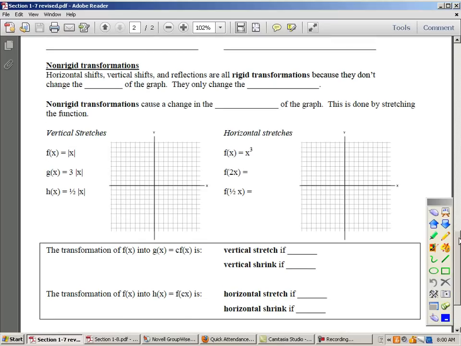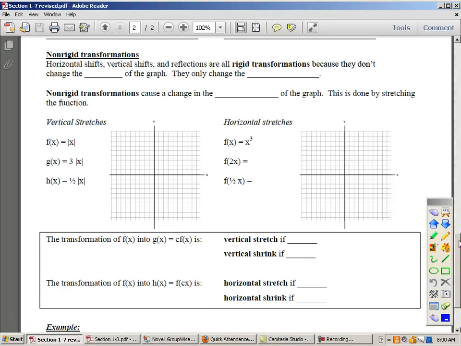Let me slide this down to the last portion of our transformation. We're talking about non-rigid transformations. And basically, here's the thing. I'm not going to use these terms so often, but your book will, and I want you to know them. Rigid transformations basically means the shape doesn't change, only the location.